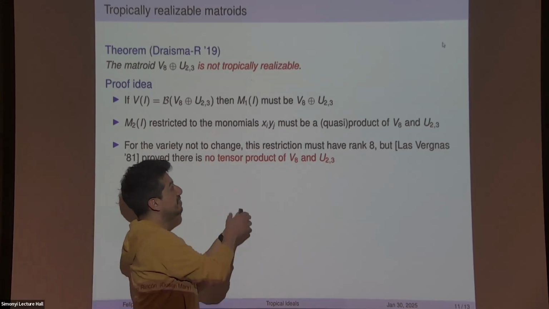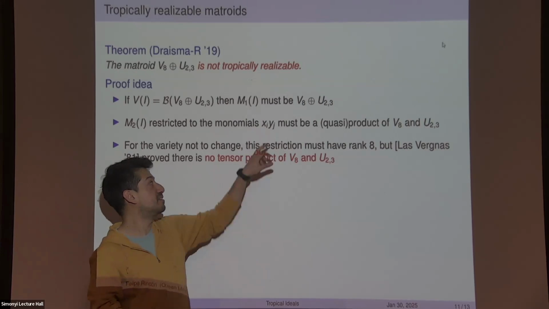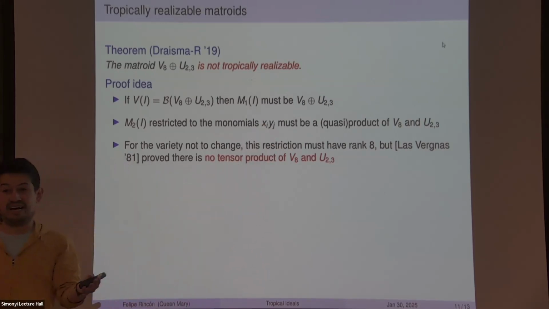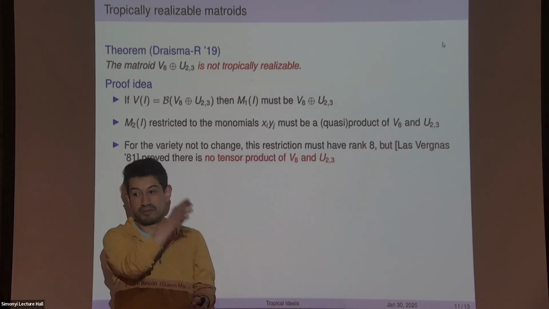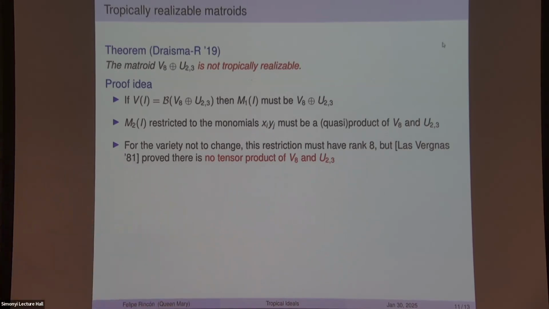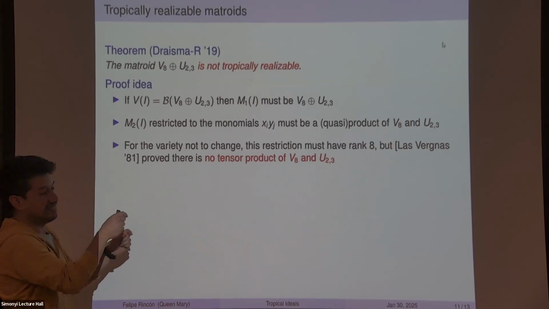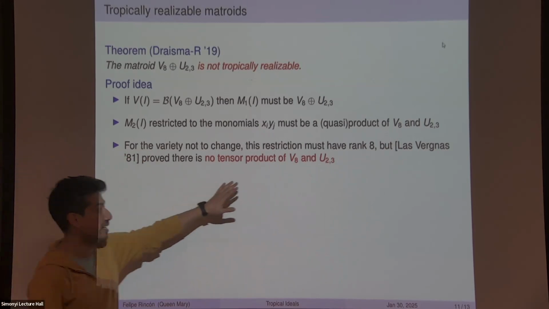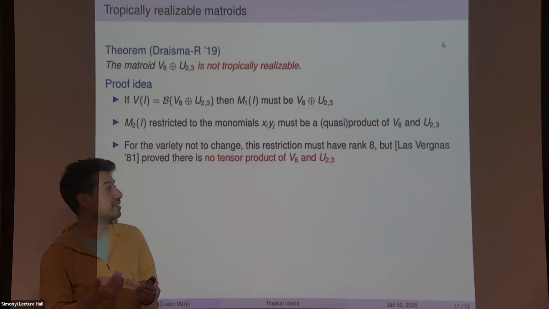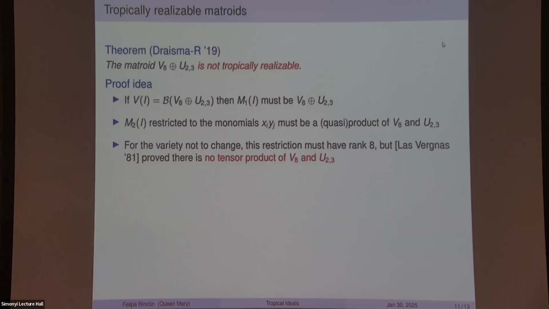There are 24 of these monomials, because there are 8 x variables and 3 y variables. If you restrict to the rows of those 24, you should get the Vamos matrix, by this compatibility condition. If you restrict to the columns, you should get the U23 matrix. So it's one of these products, but it also should have the product of the ranks. The rank of this matrix on these 24 monomials should be 8. That's because if you had smaller rank than that, then the Hilbert function of your tropical ideal would not be the Hilbert function that you expect for something of degree 1. So by thinking about Hilbert functions, you realize that this matrix has to be a tensor product of the Vamos matrix and U23.